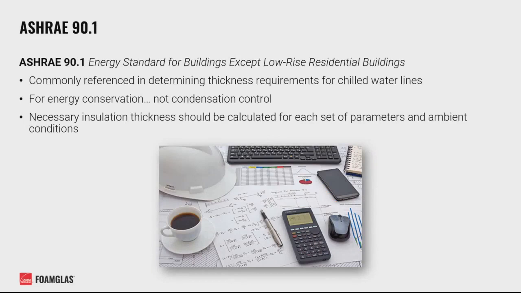Within the industry, there exist many different standards from different organizations to help aid in the design of commercial insulation systems. One such standard is ASHRAE 90.1, the energy standard for buildings except low-rise residential buildings. This standard is commonly referenced in determining thickness requirements for chilled water lines. However, it should be noted that this standard is built around energy conservation, not around condensation control. In reality, necessary insulation thickness should be calculated for each set of parameters and ambient conditions that's unique to your system.